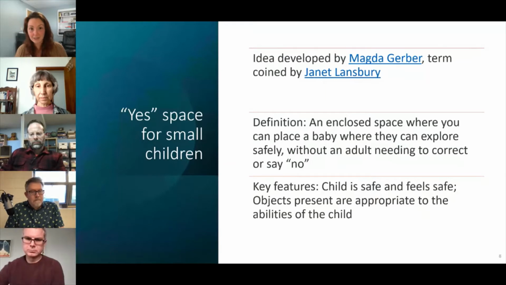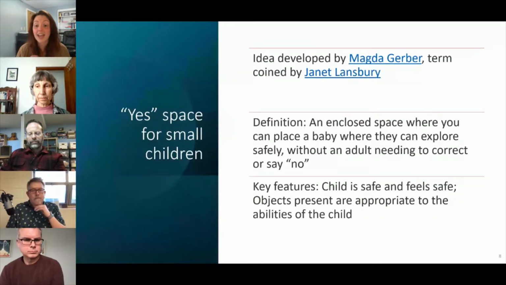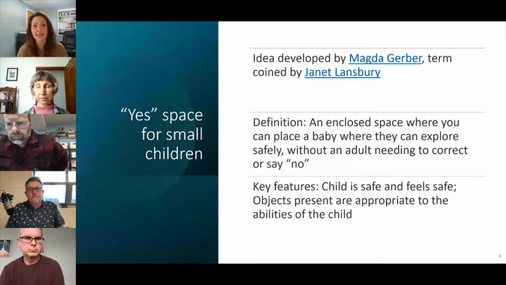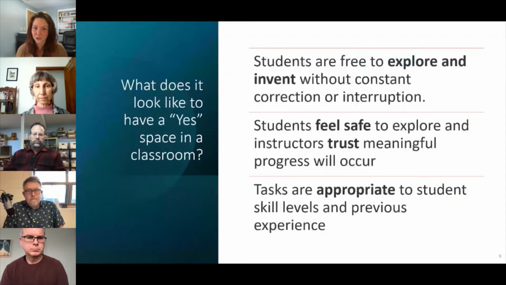This idea is developed by Magda Gerber, and the term has been coined by Janet Lansbury. The idea of a yes space for small children, for babies, for example, is having an enclosed space where you can put a baby, they can explore safely, and you don't, as a parent or an adult, have to jump in all the time to correct them or say no. The key features of this kind of space are that the child is safe and they feel safe. And then there are things present in the space that are appropriate to their abilities and to their development. So that's for kids.